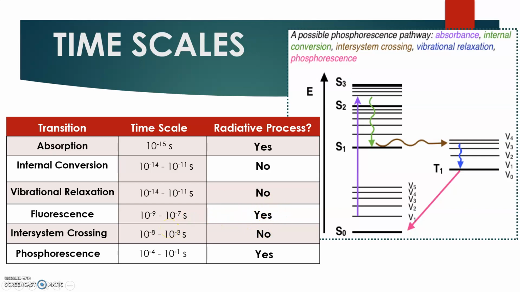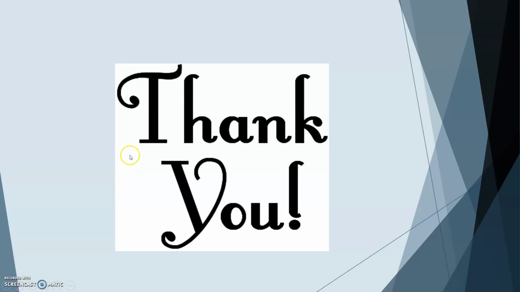There is intersystem crossing. The brown part, intersystem crossing, which is a non-radiative process in the time range of 10 to the power minus 8 to 10 to the power minus 3 seconds. And finally, the phosphorescence in the time range of 10 to the power minus 4 to 10 to the power minus 1 second, which is the longest of all the processes that are involved. And it is a radiative process. So with this, we conclude this presentation.